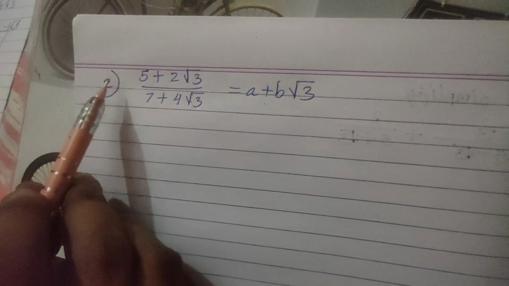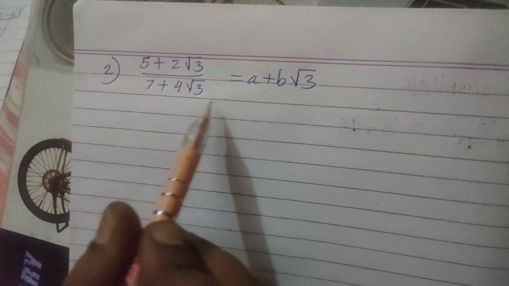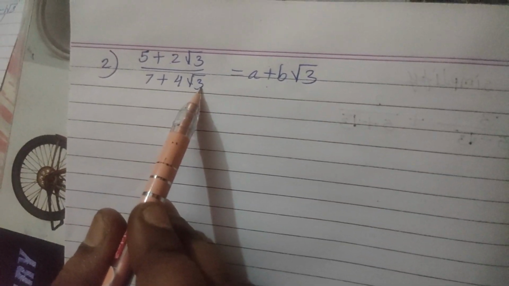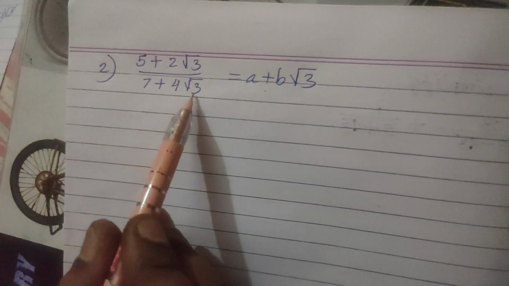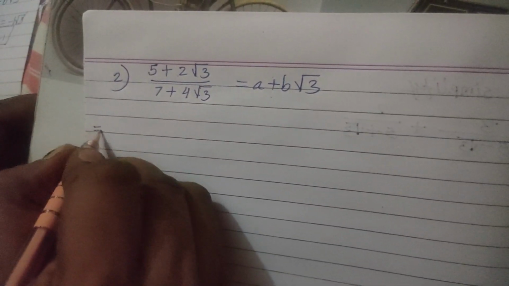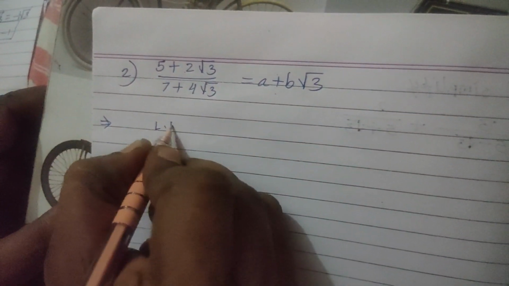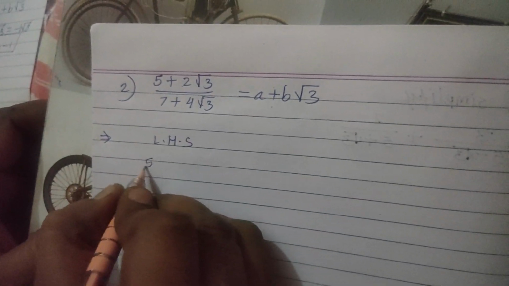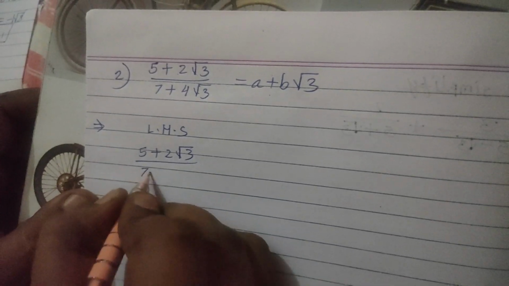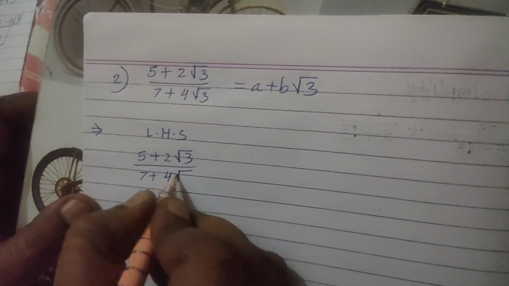Now the second question, again we have to find the values of a and b. The same process we have to repeat. The denominator 7 plus 4 root 3 is an irrational number, so you have to rationalize it. So again take the left hand side: 5 plus 2 root 3 upon 7 plus 4 root 3.